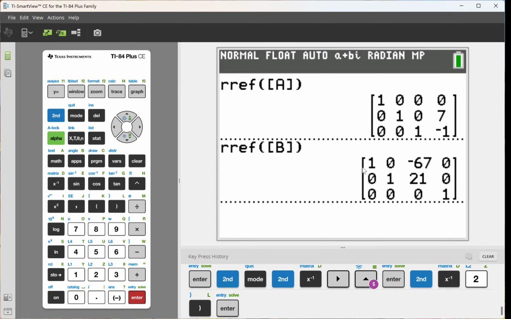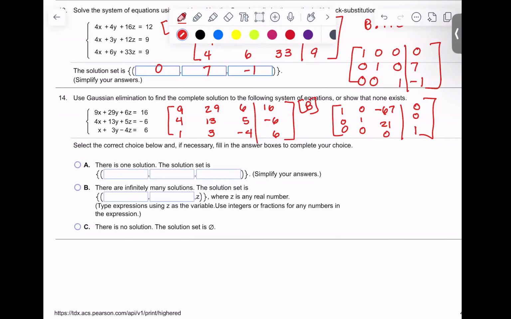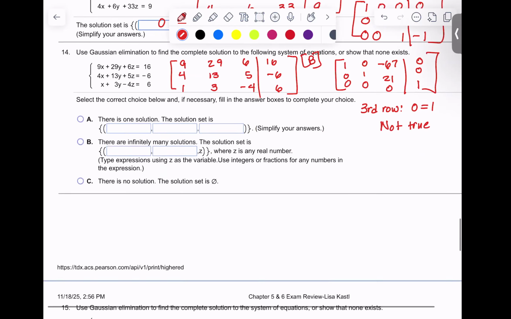So I'm going to write that matrix down on my piece of paper. I get 1, 0, 0, 0, 0. I'm writing it by columns. 67, 21, 0, 0, 0, 1. Okay. Let me stop sharing my calculator so we can see my paper. So that third row says that 0 is equal to 1. That is not true. There is no solution to this system of equations.